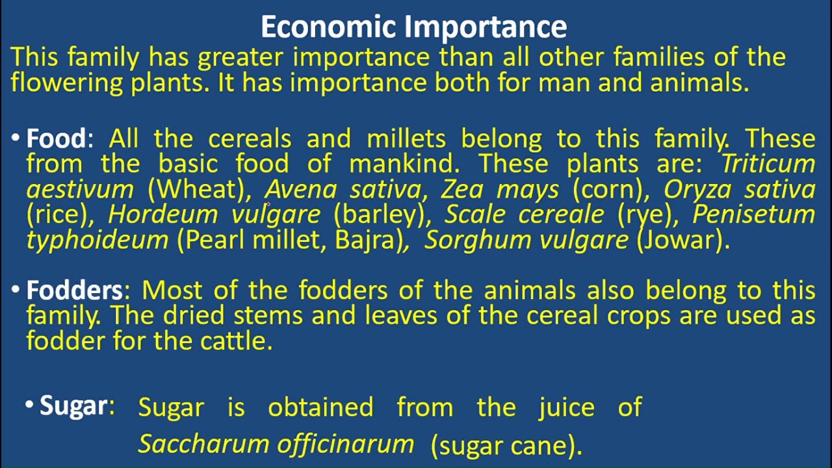Not only human beings, even for animals, these plant species are providing fodder. Most of the fodders of animals also belong to this family. The dried stems and leaves of cereal crops are used as fodder for the cattle. Sugarcane is one of the economically valuable plants. Sugar is obtained from the juice of Saccharum officinarum, sugarcane plant.